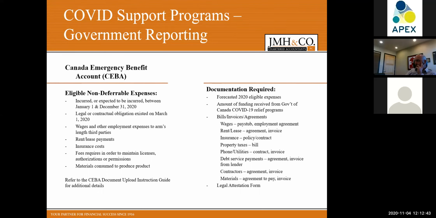Insurance, so they are requesting a policy and a contract as well as support for payment. Property taxes, you'll need your property tax bill from either the city or the county. Phone and utilities, I talked about that before, you'll need your contract as well as your invoice. Debt service payments qualify for this program as well. So if you had any loans in place that required you to make regular payments, you have to provide them with that loan agreement as well. You can provide an invoice from the lender for your monthly payment amount.